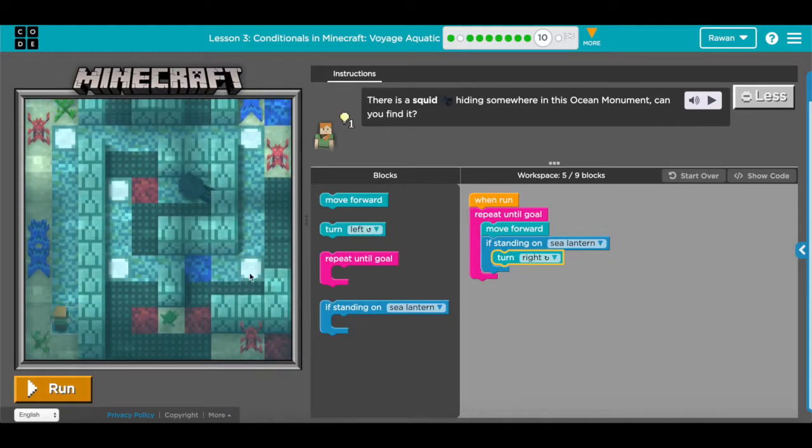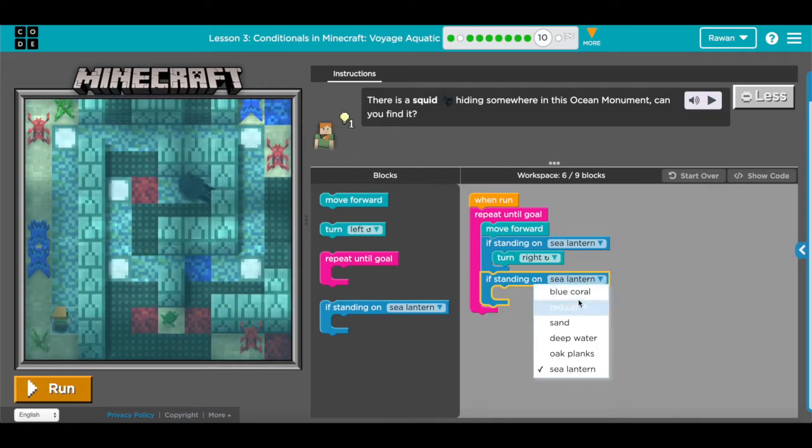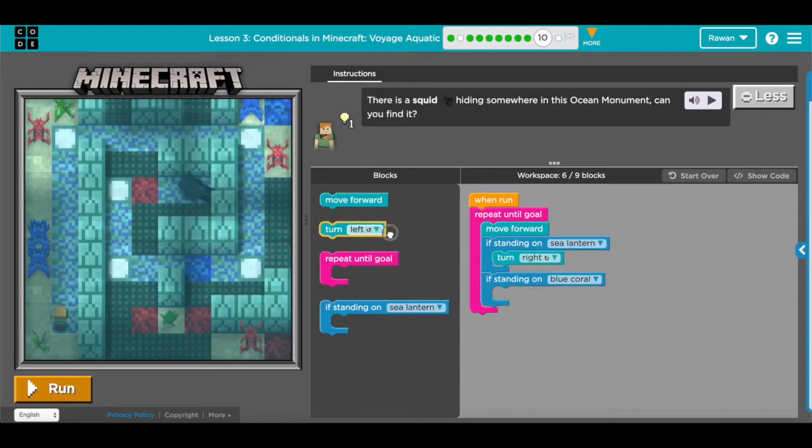Over here is right as well, right? And then when she reaches the blue, so my next pattern is the blue. When she reaches the blue, she's gonna have to turn the opposite way around, which means the left.